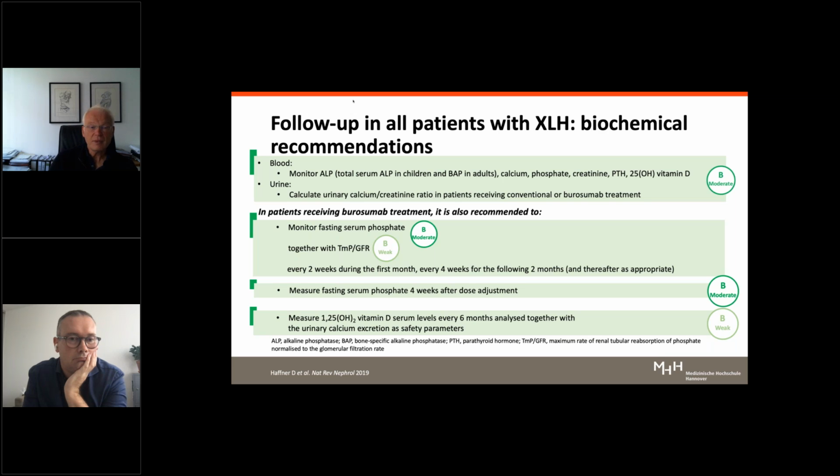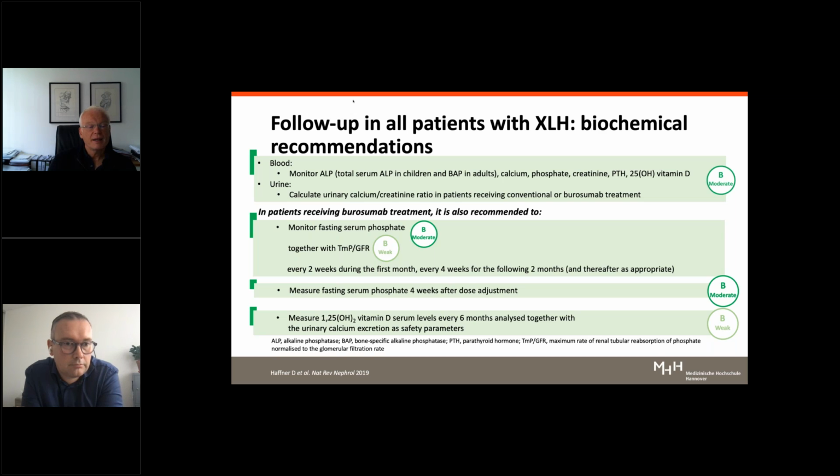In patients who get the antibody against FGF23, which blocks the activity of FGF23 in the blood and thereby ameliorates or completely clears the renal phosphate leakage, you also have to check the serum phosphate levels, which are supposed to increase, together with TMP over GFR, to check how the renal phosphate handling improves. And this has to be done every 2 weeks during the first month, every 4 weeks for the following 2 months, and thereafter as appropriate.